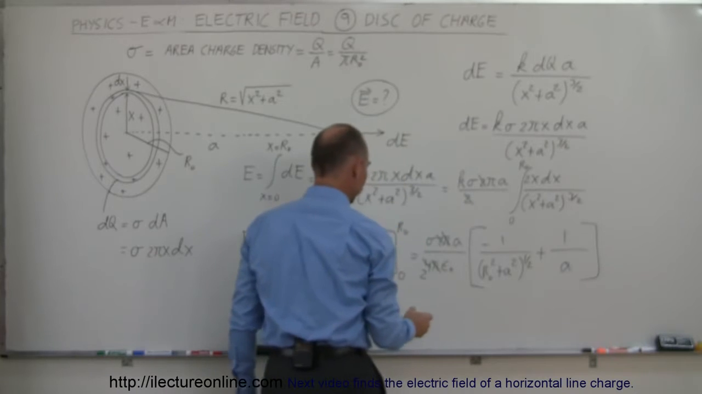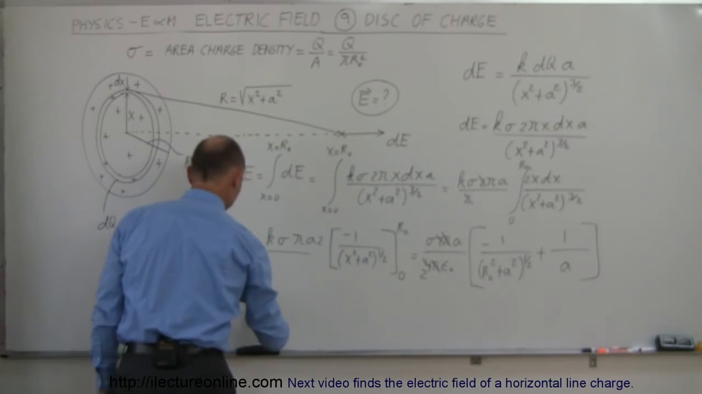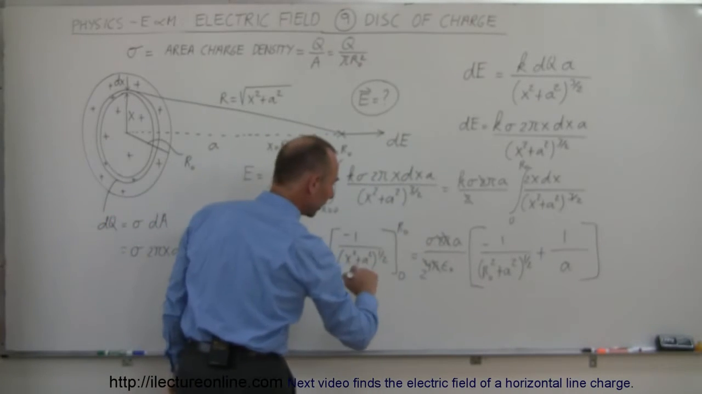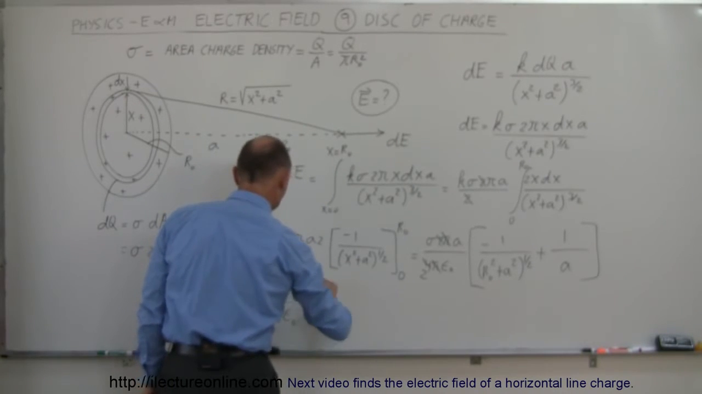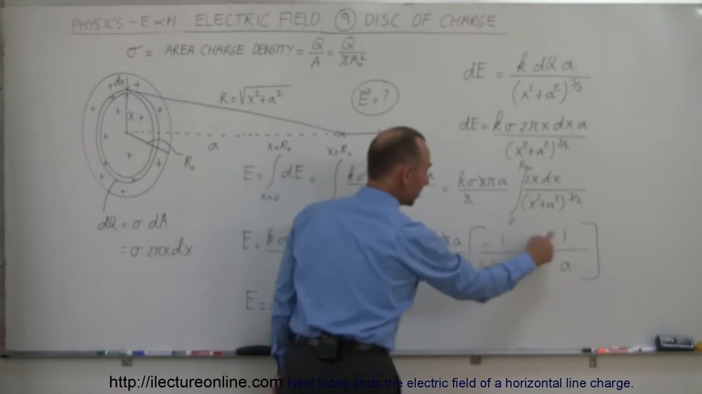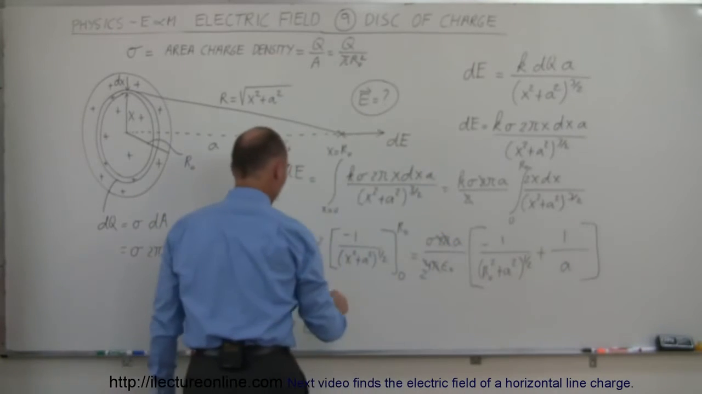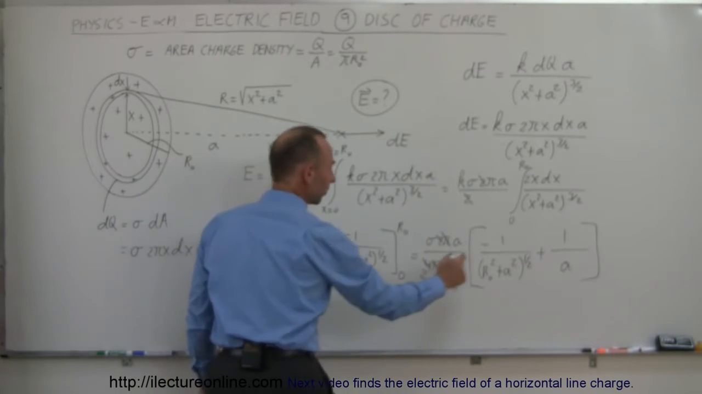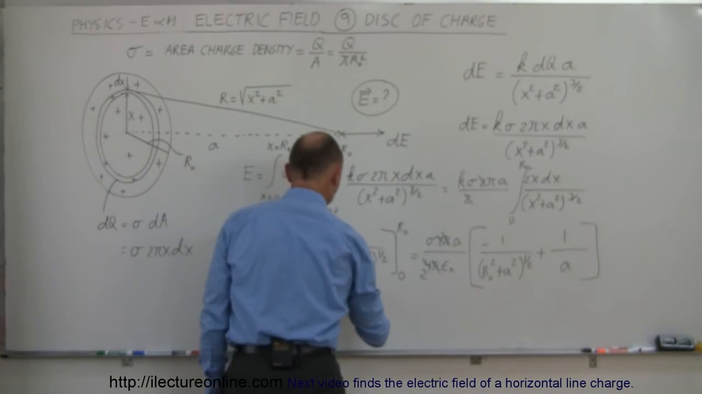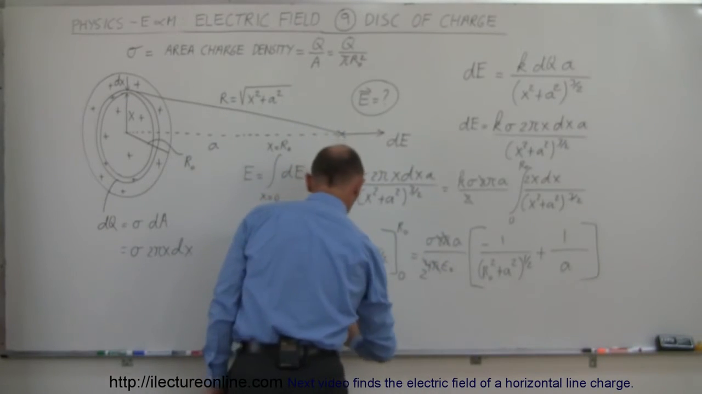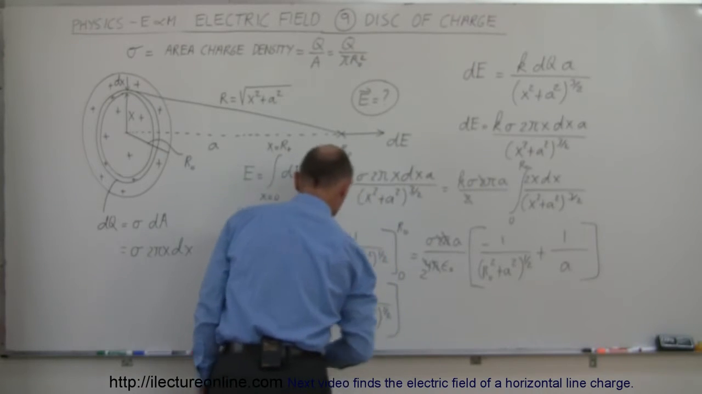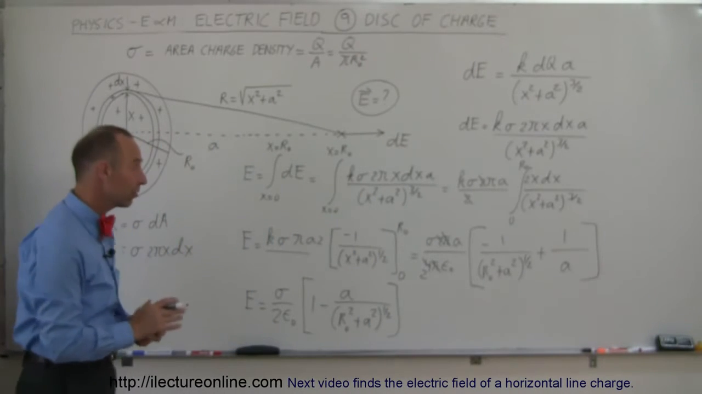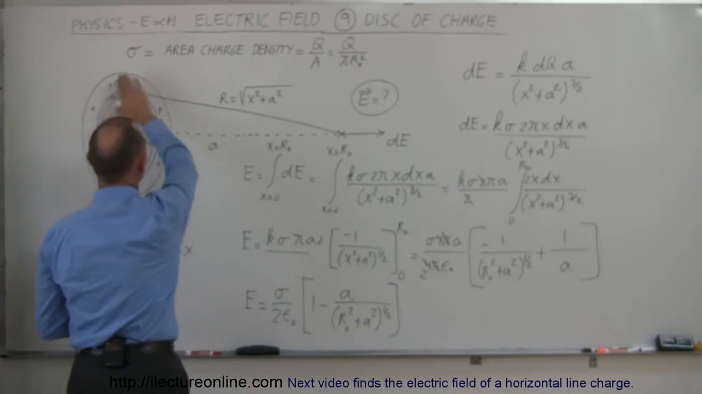I'm going to switch those around because this is positive and this is negative. So then finally I can say that the electric field is equal to, I'm left in the numerator with a sigma, in the denominator with 2 epsilon sub naught times, so a times 1 over a becomes simply 1, minus, because I still have the minus here, so that becomes a divided by the quantity r sub naught squared plus a squared to the 1/2 power. And now that gives us the electric field strength at this location due to this charged disk.